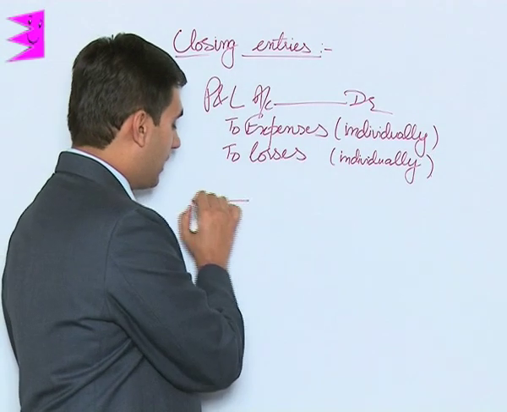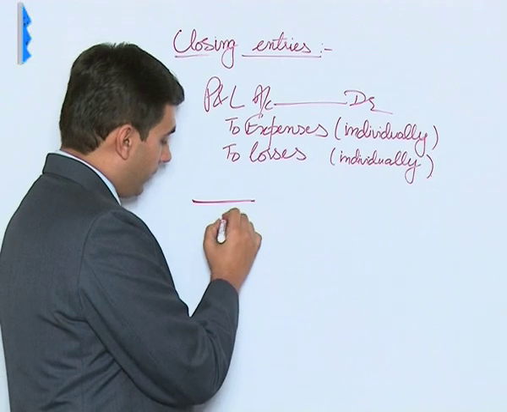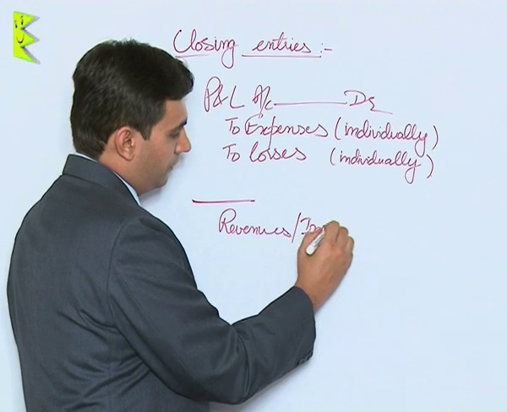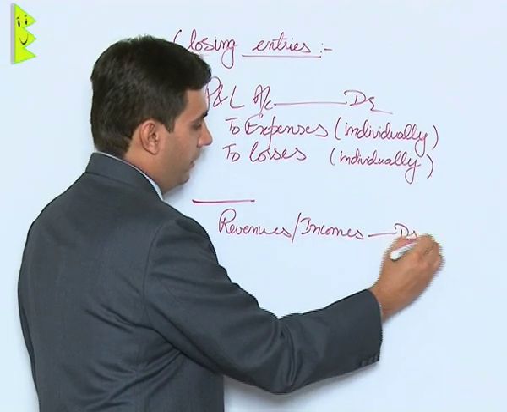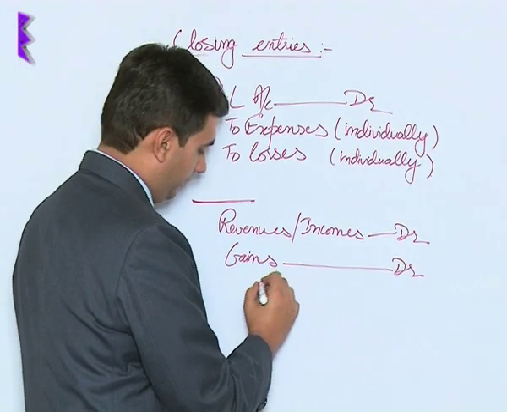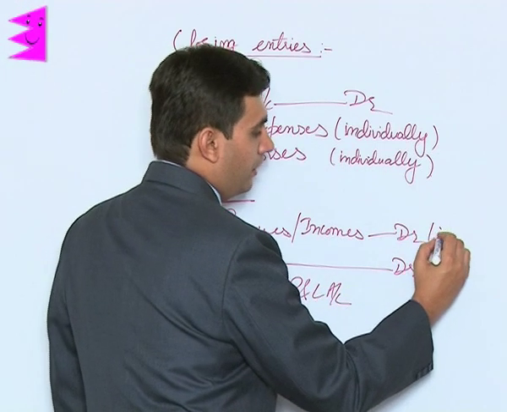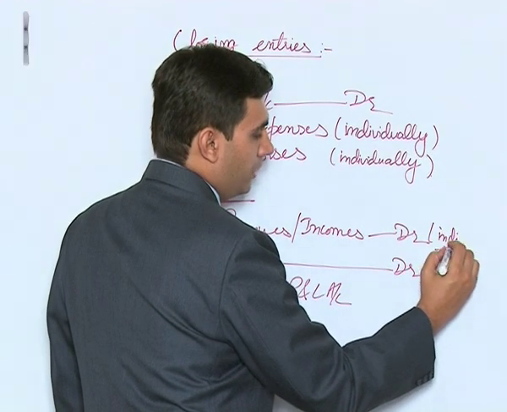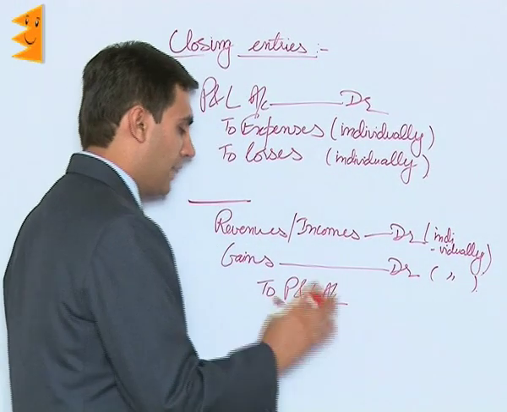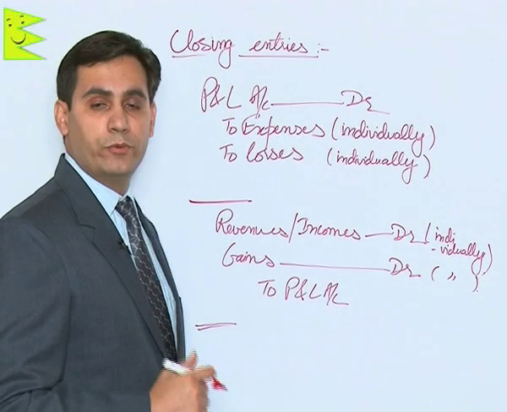Similarly, in case there are certain incomes, then the entry in that case would be revenues or incomes debited. In case there are gains, then gains debited to profit and loss account, again individually in both the cases. That is, all the headings of revenues and incomes should be recorded individually.